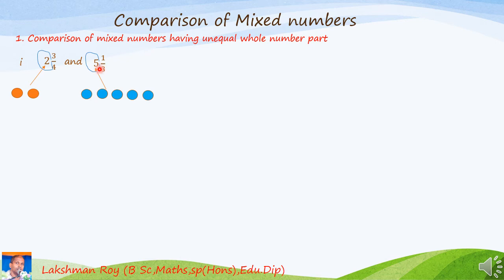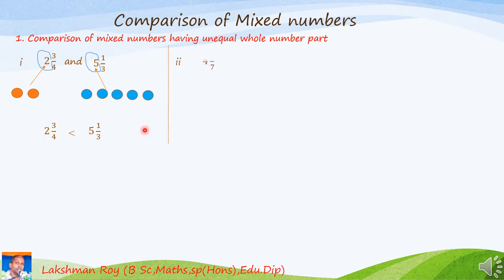So that means nothing to worry about this fractional part. Fractional part means part of a whole one. So here 2 whole ones, here 5 whole ones. So that means 5 whole ones is big. If you compare 2 and 3/4 and 5 and 1/3, this mixed number is big, right? So get an idea, whole numbers you can compare.